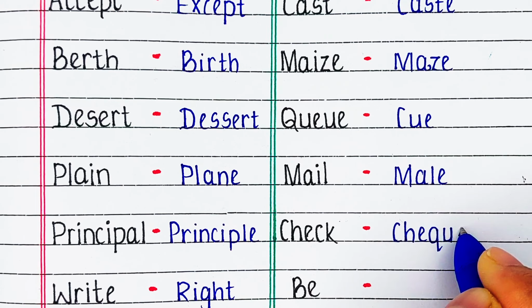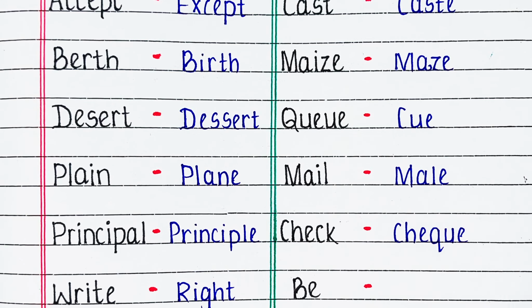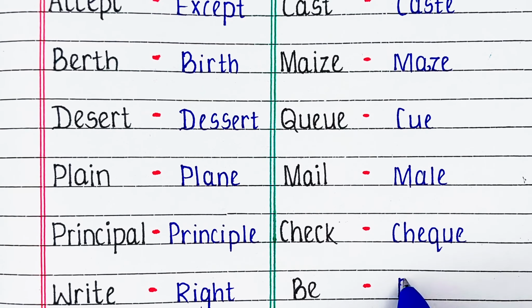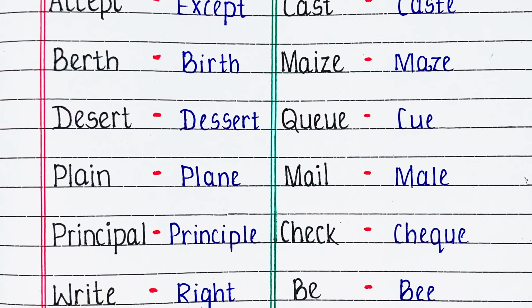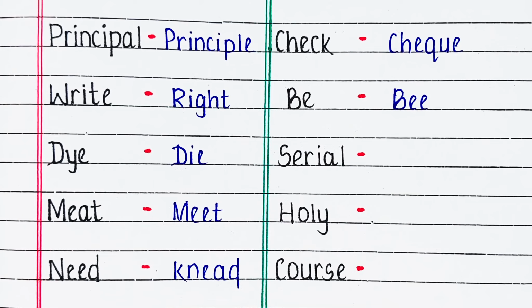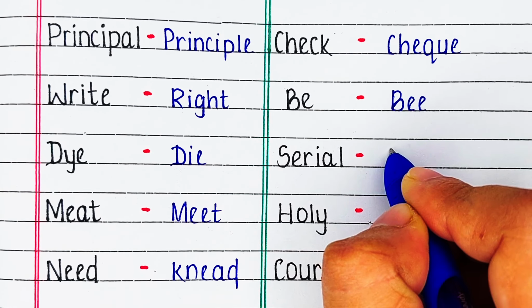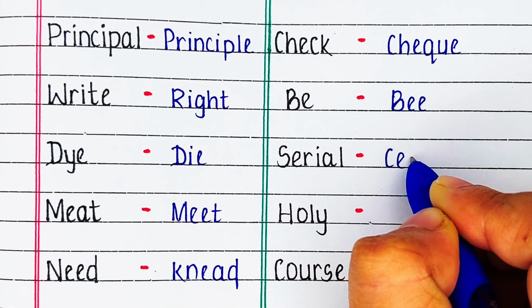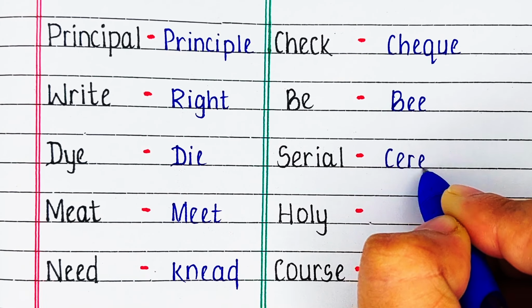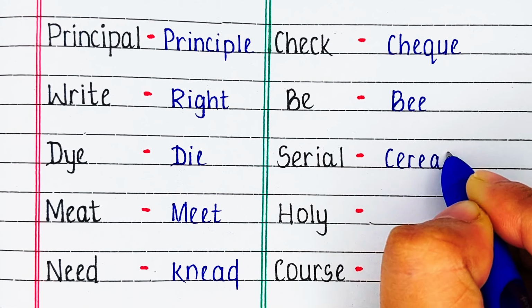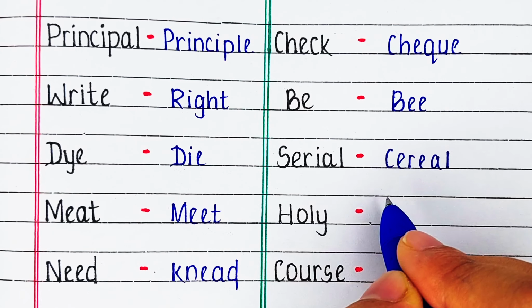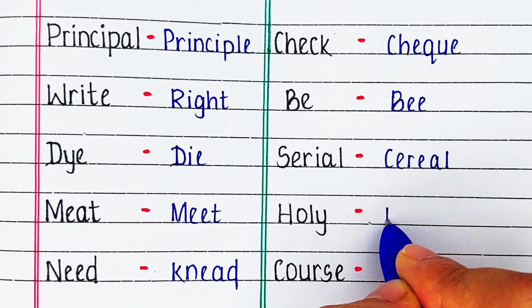Next pair of confusing words is bee. BE means to exist, whereas BEE means an insect. Next pair of confusing words is serial. SERIAL means a sequence, whereas CEREAL means a grain.